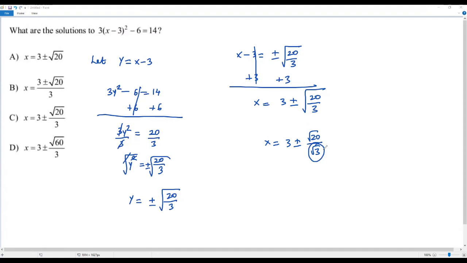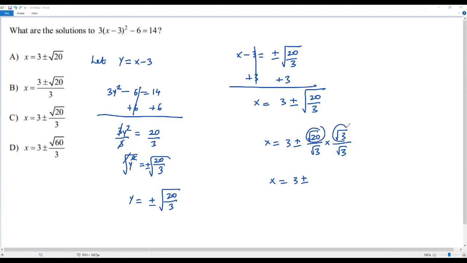Here we have an irrational number in the denominator. Usually we don't keep an irrational number in the denominator. When we have an irrational number in the denominator, it has to be rationalized. That is, we have to make this one a rational number. So to make this one a rational number, we have to multiply both numerator and denominator by the square root of 3. Then I'm getting x equals 3 positive or negative.